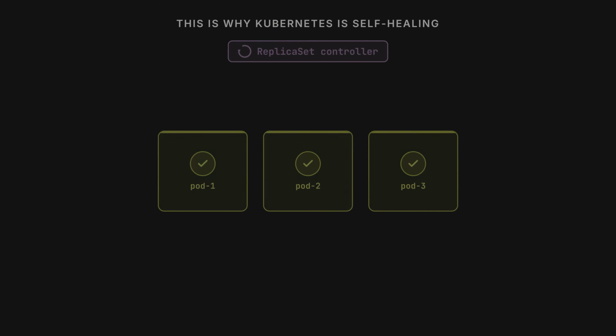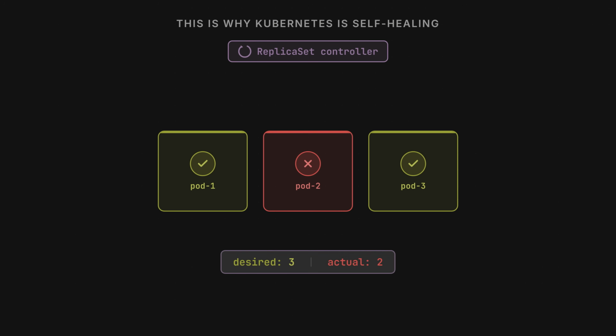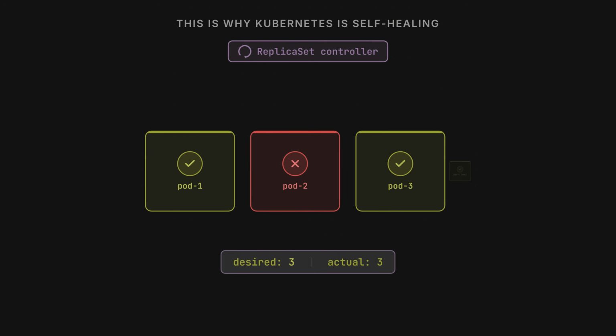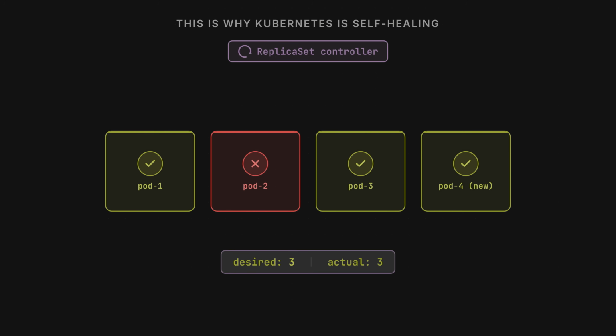This is why Kubernetes is self-healing. It's not a feature that was bolted on. It's a natural consequence of the architecture. If a pod crashes and gets evicted, the replica set controller's next loop iteration notices the count is off and it creates a new one. Nobody had to write special crash recovery code. The control loop is the crash recovery code.